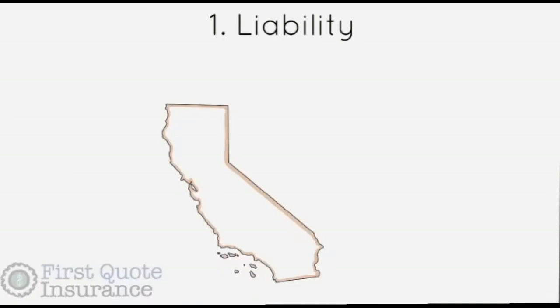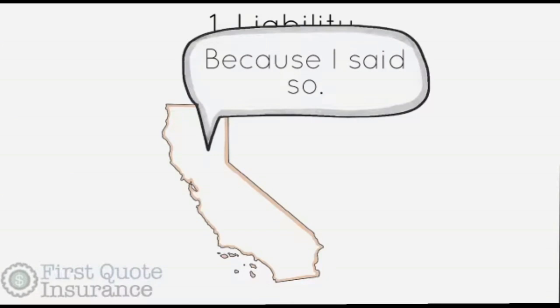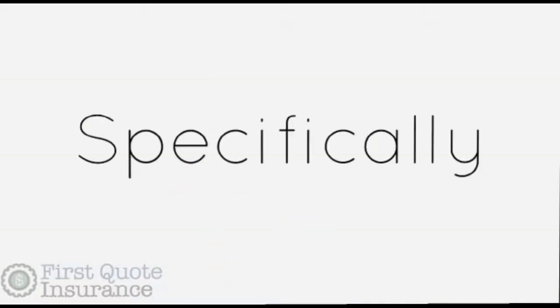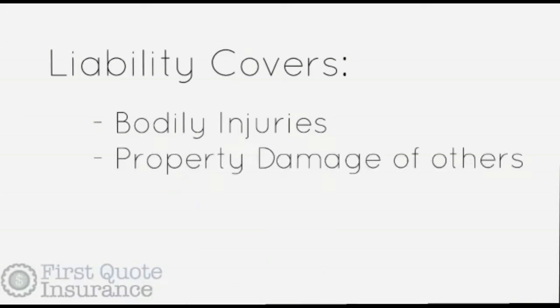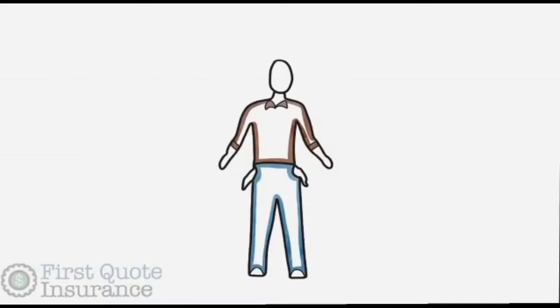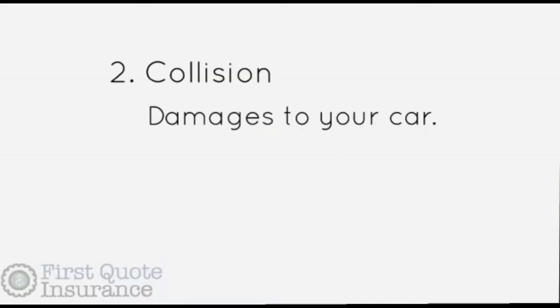1. Liability coverage is the most common because every state requires you to carry some minimum amount in order to drive legally. Liability coverage pays for the damage you caused in an accident when you are at fault. Specifically, liability coverage will pay for bodily injuries and property damage of others. Remember that liability insurance does not cover any of your damages, but it protects others from damage you caused and also protects you financially. Without liability, you can be at risk for the entire cost of an accident.